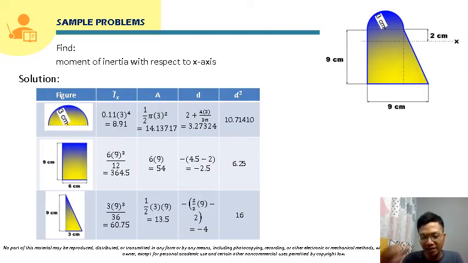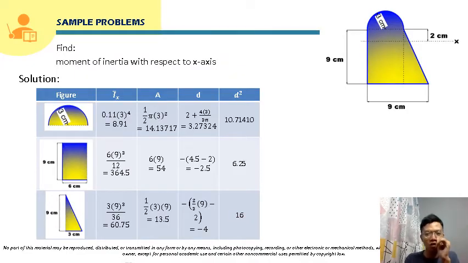Also for the triangle, its centroid will be located somewhere here. We know that the distance from the tip to the centroid is two-thirds of 9, of this side of the triangle. The distance that we need is from the x-axis to the centroid, so we will subtract 2 from two-thirds of 9. That will be two-thirds of 9 minus 2, so that will be 4. Since the centroid is located below the x-axis, that will be negative, but we can just disregard that because we will square it, so it will just become positive.